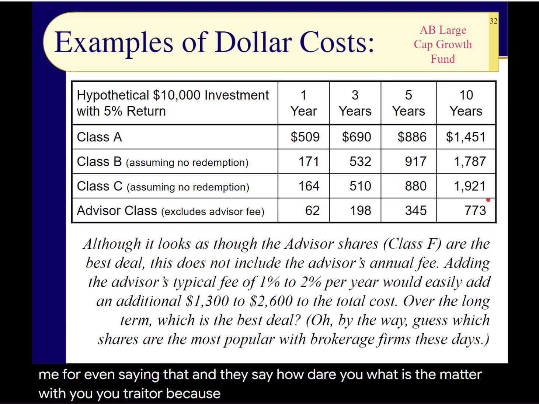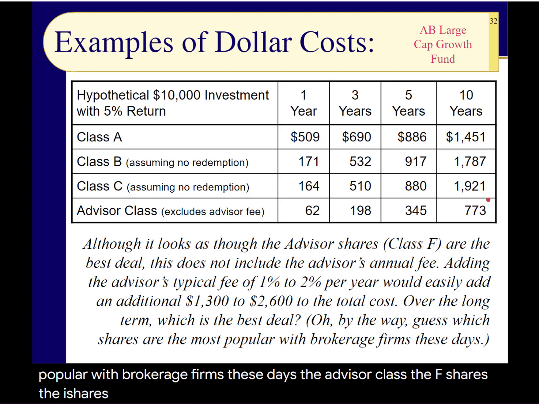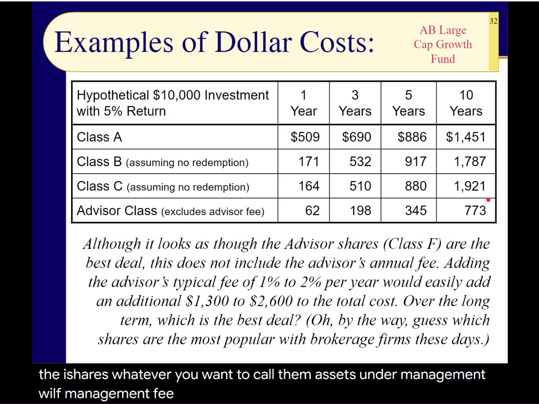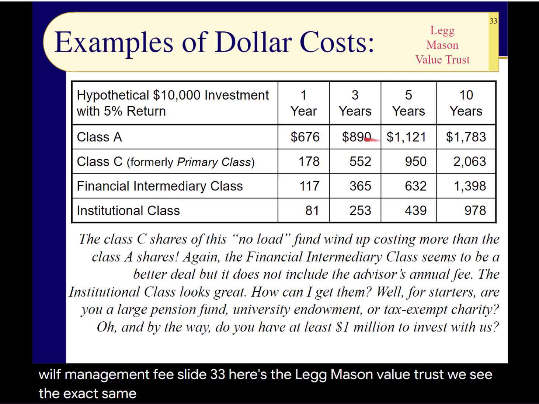Because, by the way, which shares are the most popular with brokerage firms these days? The advisor class, the F shares, the I shares, whatever you want to call them. Assets under management, wealth management fee. Slide 33. Here's the Legg Mason Value Trust. We see the exact same situation.